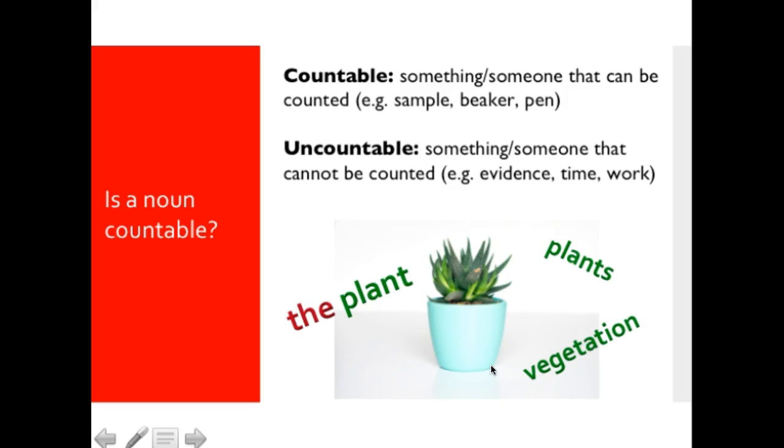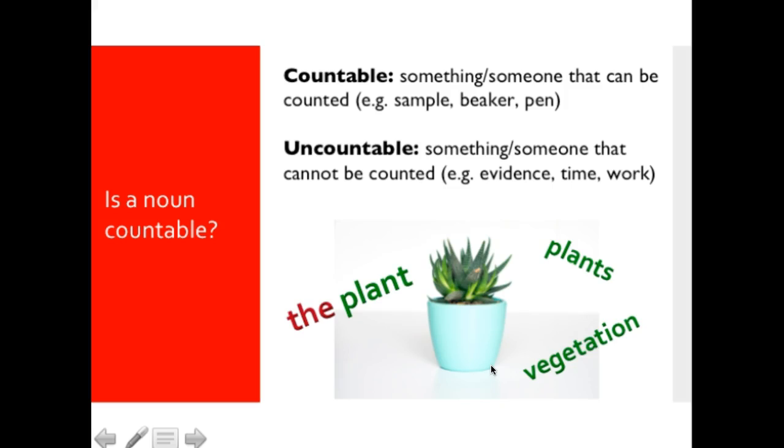We can't say that there are 7 times. Well, you could say there are times in terms of like across the world, there are different time zones. And we'll get to how some nouns actually can be countable or uncountable. But you wouldn't say there are 7 times. There are 7 vegetations.